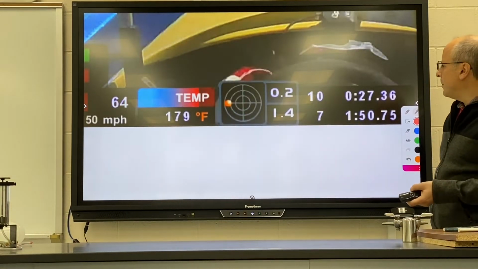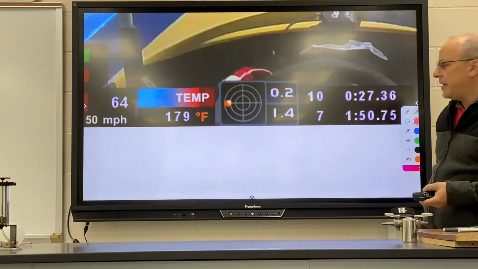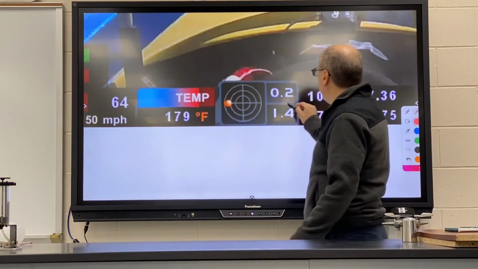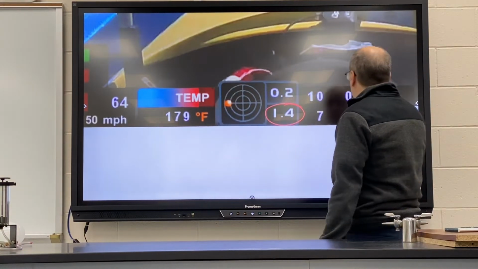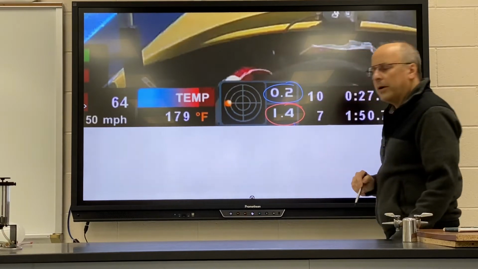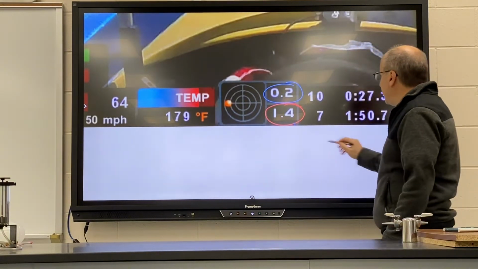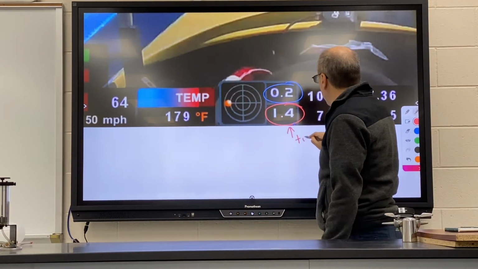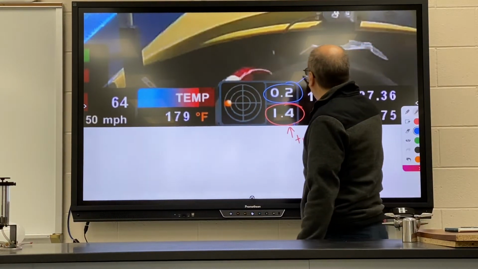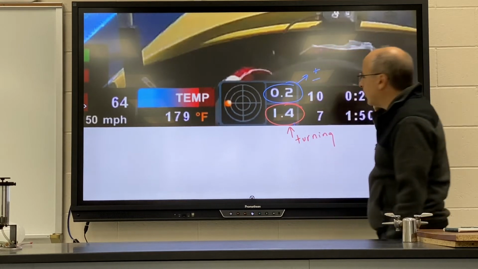Okay, this former student of mine has a little thing inside his race car, which will tell him the number of G's. And you'll notice there are 2 separate numbers. This red one is the one we want to focus on. That's going to be the turning G's.